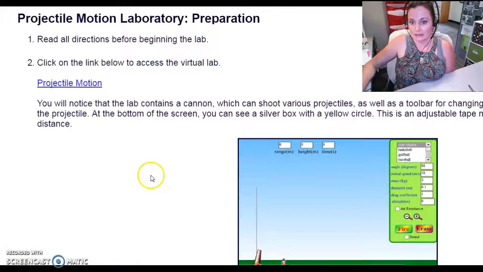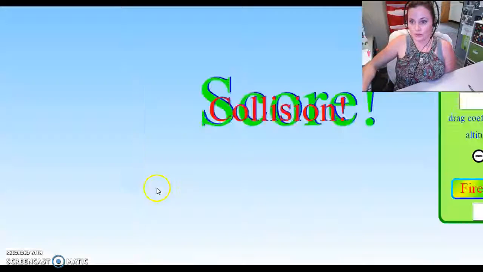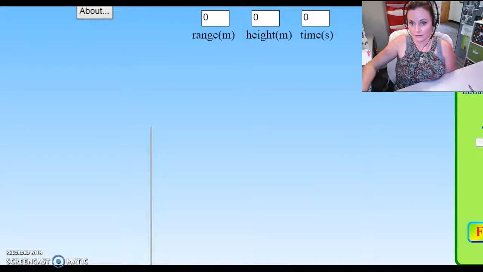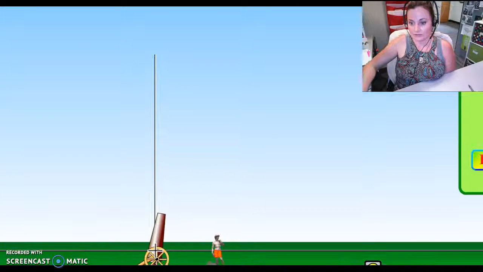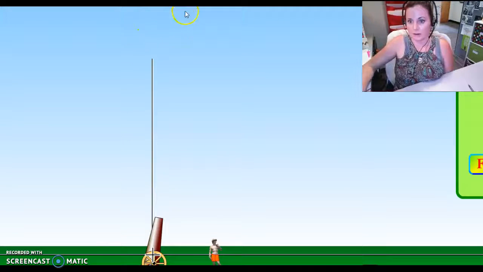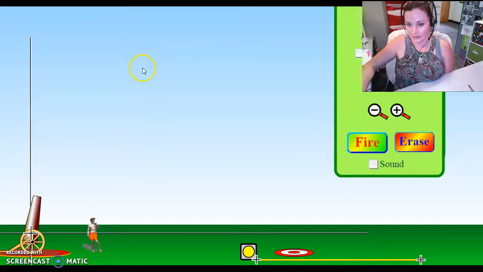Read the directions and then click on the link here to take you to the virtual lab, which is in PhET. And it's hard for me to show this whole window. It doesn't really allow me to zoom out here for this one, but basically what you're going to be doing is you can manipulate the variables here.